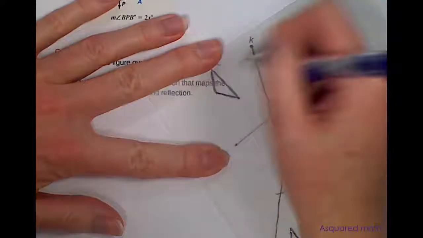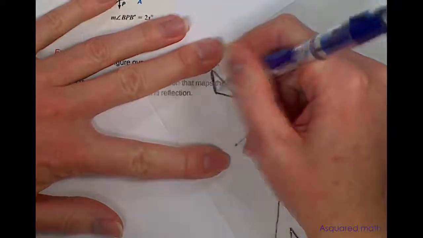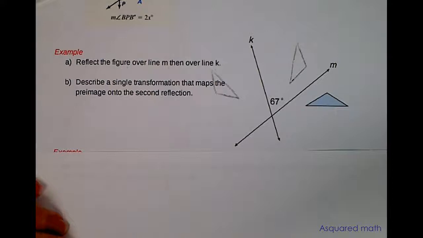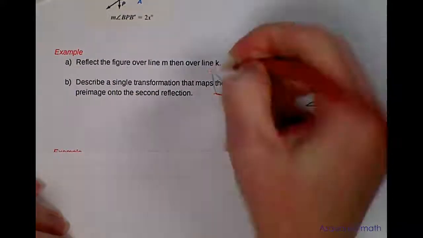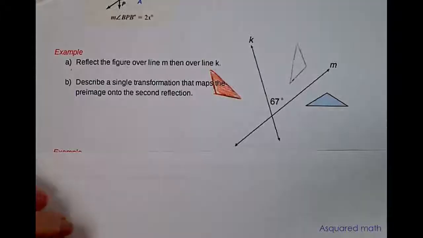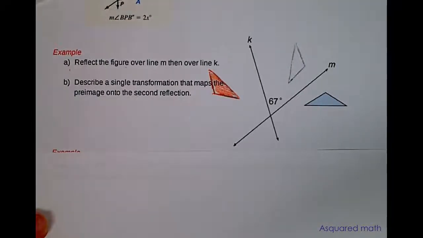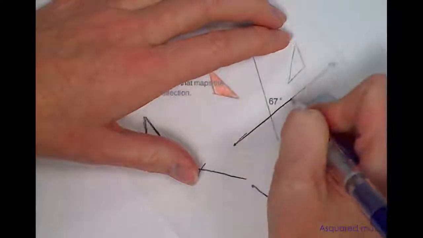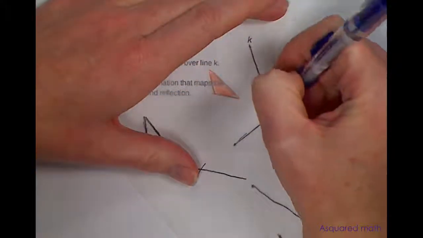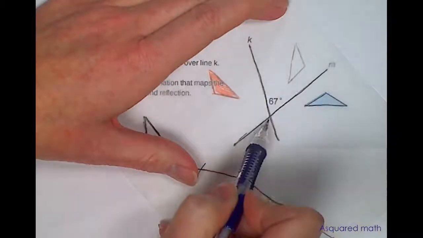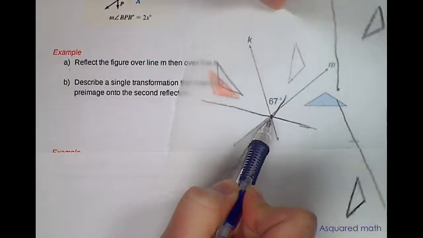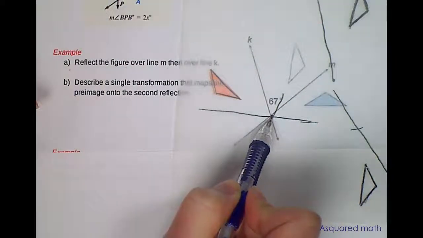And then we flipped our paper over again. Now our pencil's on the bottom of the paper. Trace over that top part. And this is our reflected image. It has a double reflection. So that's part A. Part B, describe a single transformation that maps the pre-image onto the second reflection. If we did everything correctly, and we draw in the image and rotate about the intersection point, we should rotate back onto our reflected image, which we did.